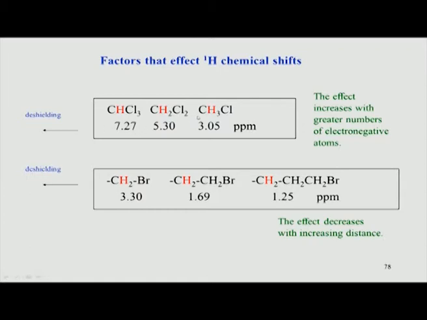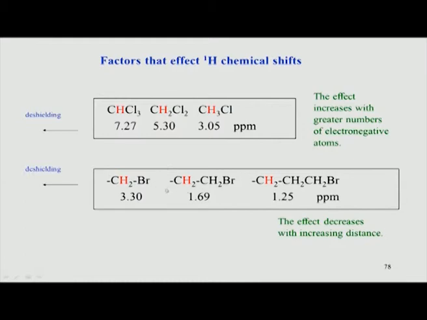Now, if I remove one more chlorine, this is what we saw in the last slide, a simple methyl chloride system. Here there is only one chlorine, but still it has an electronegative effect, and that results in a chemical shift value of 3 ppm. So, as I keep adding more and more chlorine, it is a simple linear increase in the chemical shift value. This is what is written here: the effect increases with a greater number of electronegative atoms.